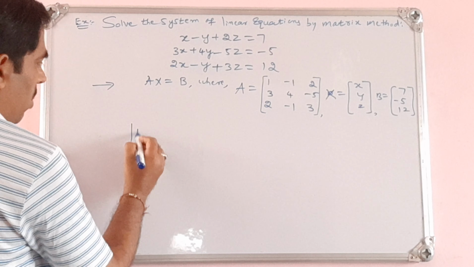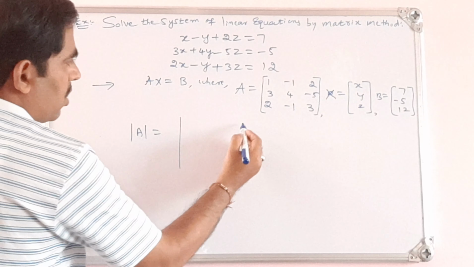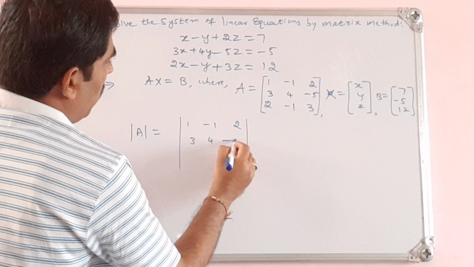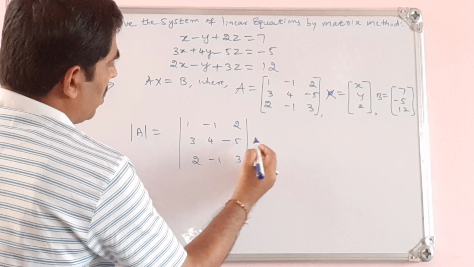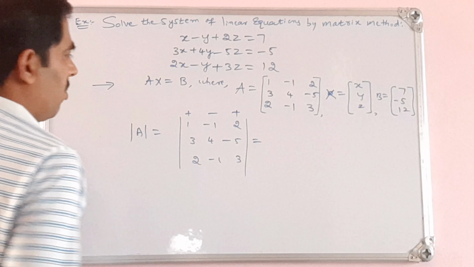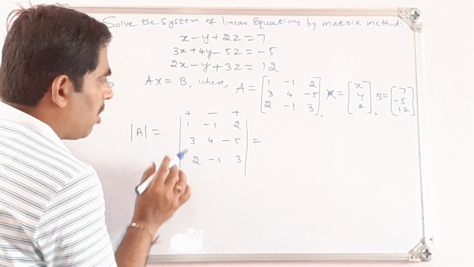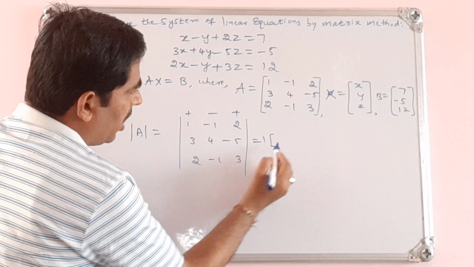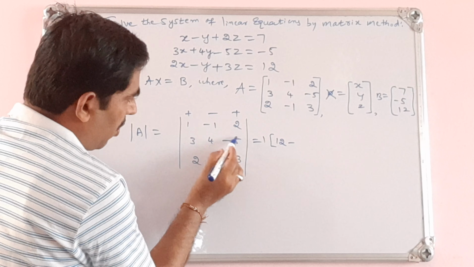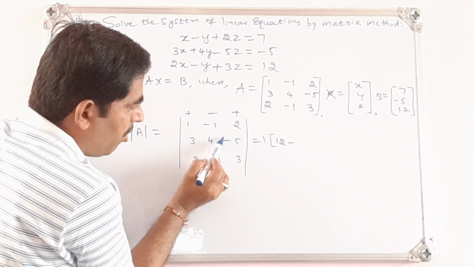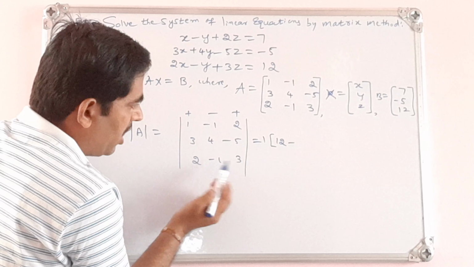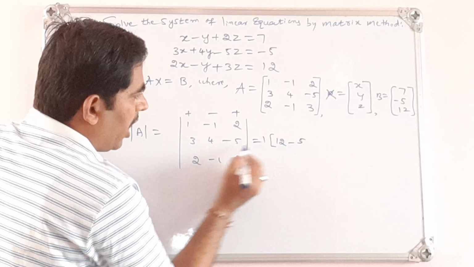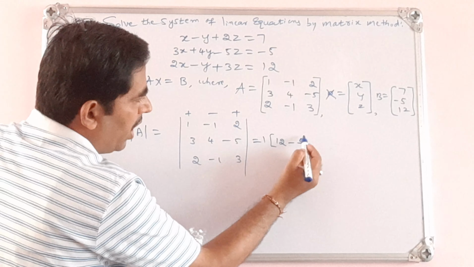First of all, we have to find the value of determinant A. I consider the determinant 1, minus 1, 2, 3, 4, minus 5, 2, minus 1, 3. Let me expand this along the first row as usual. Plus 1 into, leaving this column and this row, 4 into 3 is 12, minus the product of minus 5 and minus 1, that is minus 5 into minus 1, which is 5 only.